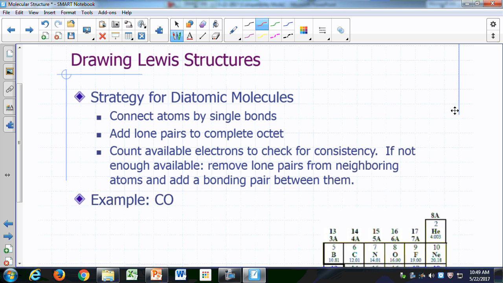Let's learn how to draw Lewis structures by starting with the simplest possible molecules. These would be diatomic molecules. Here's a good strategy that you can follow for diatomic molecules. First, you connect the two atoms with a single bond.